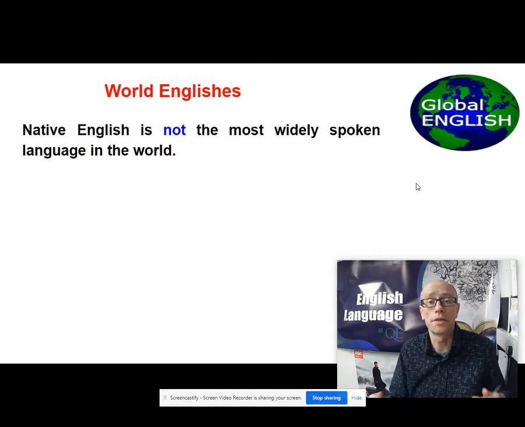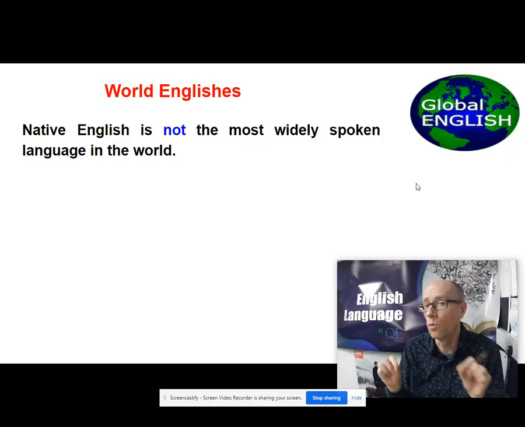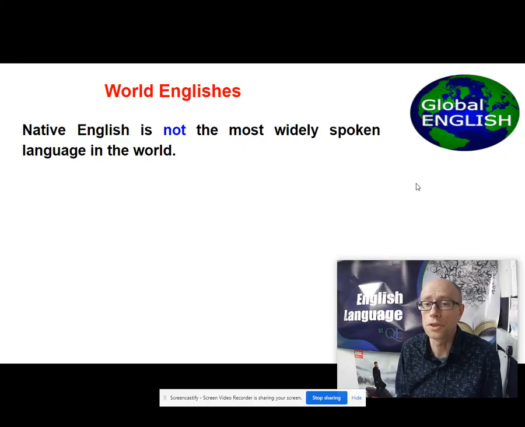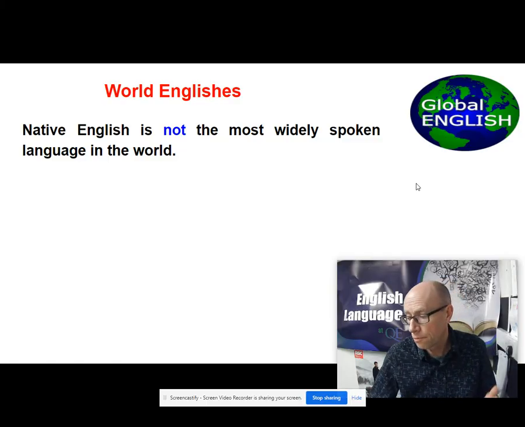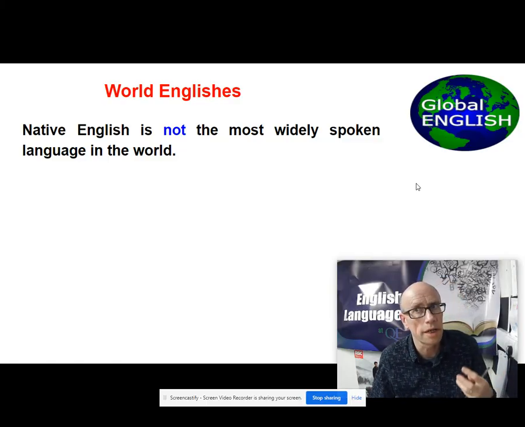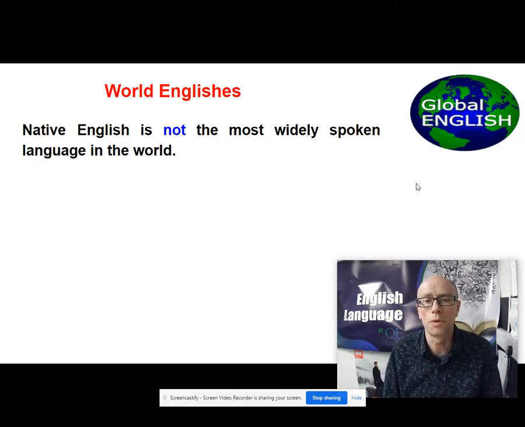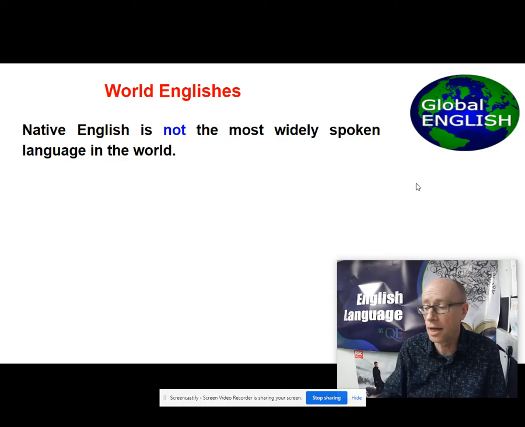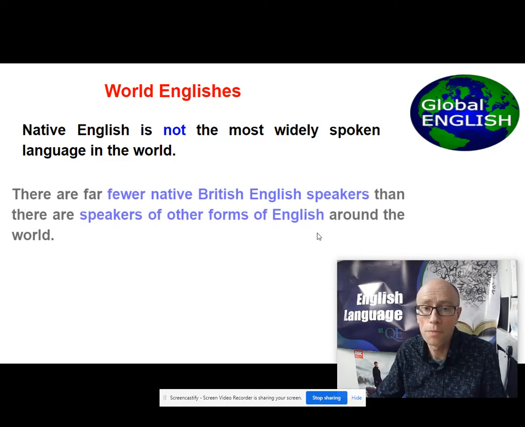First of all, it's the idea that native English, i.e. L1 English, is not the most widely spoken language in the world. It comes in as third. It's kind of popularly assumed, because we're hearing English all over the world, that therefore it must be the most widely spoken native language, and of course it's not.